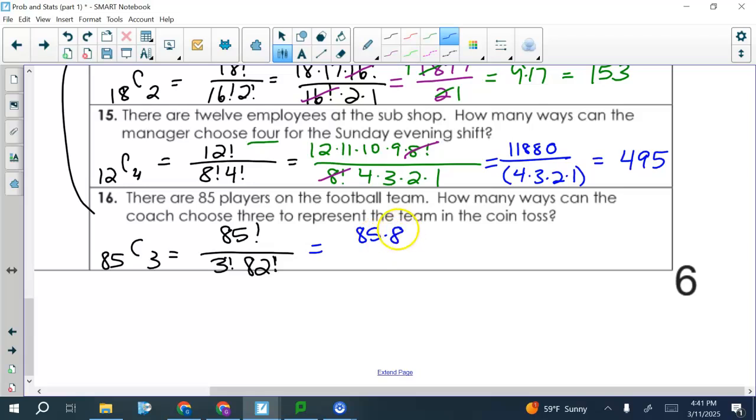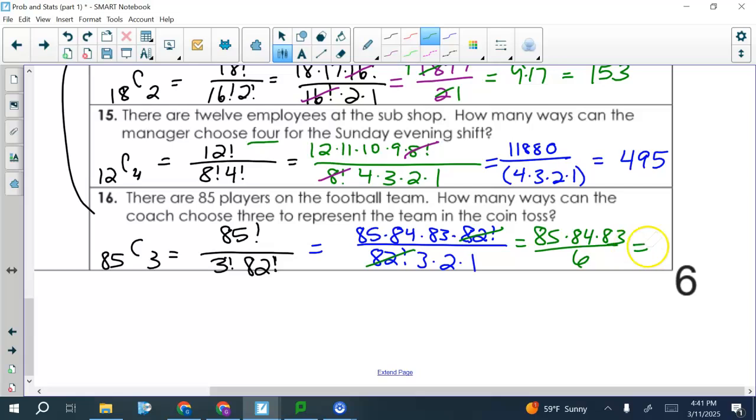85 times 84 times 83. And then the 82 factorials are going to cancel out. So then it's over 82 factorial, and then 3 times 2 times 1. That would be 3 factorial. So that 82 factorial, those cancel, but then we still have 3 times 2 times 1, or just 6 on the denominator. So we're going to do the numerator, 85 times 84 times 83, divide by 6.